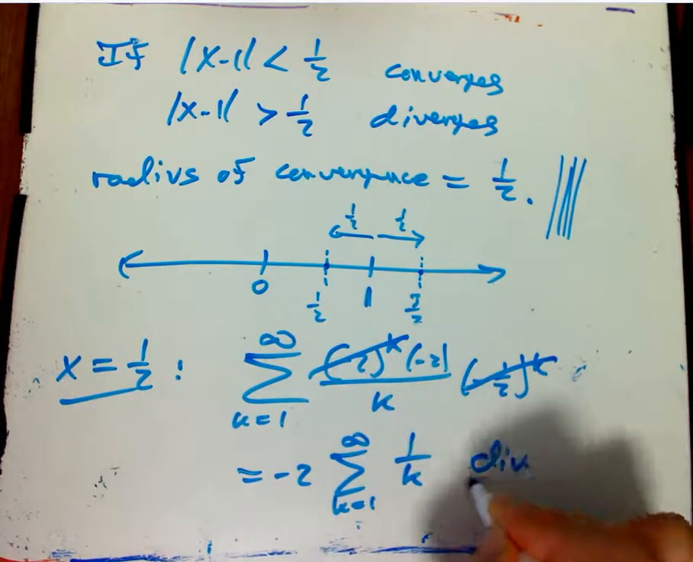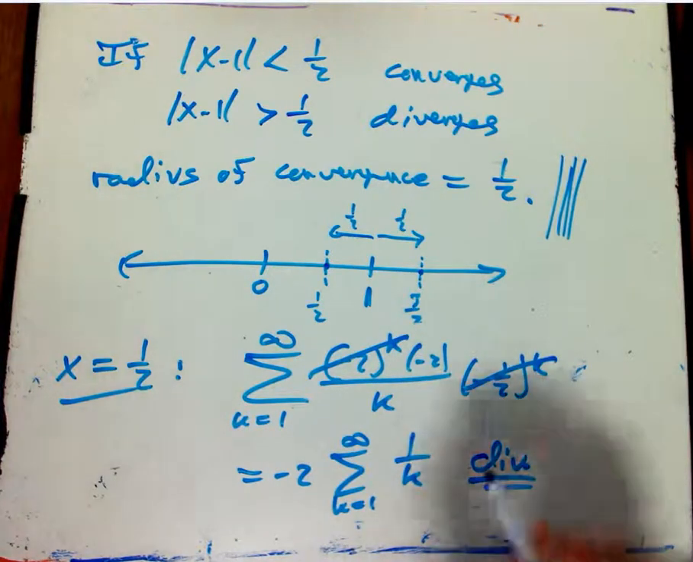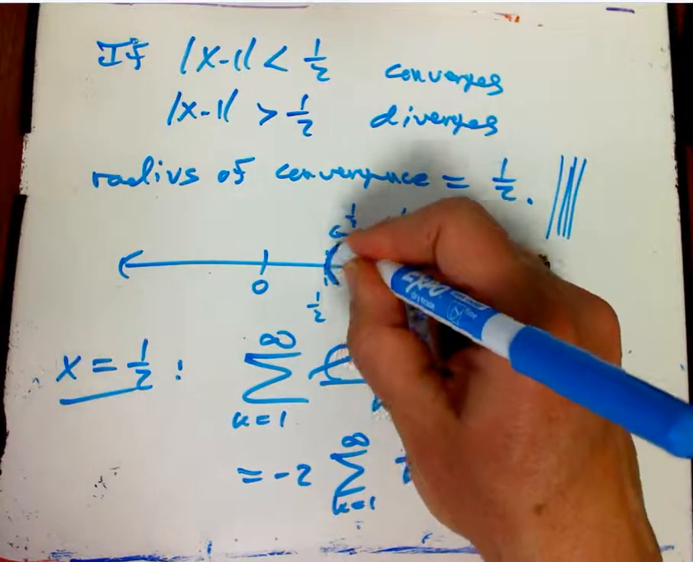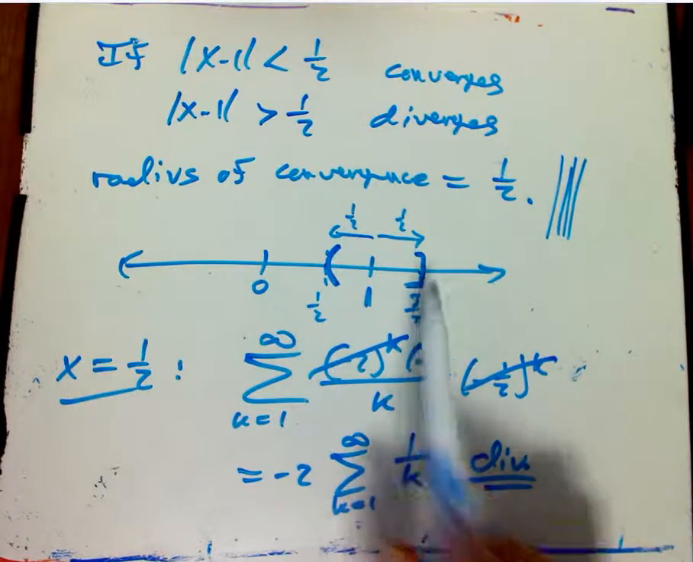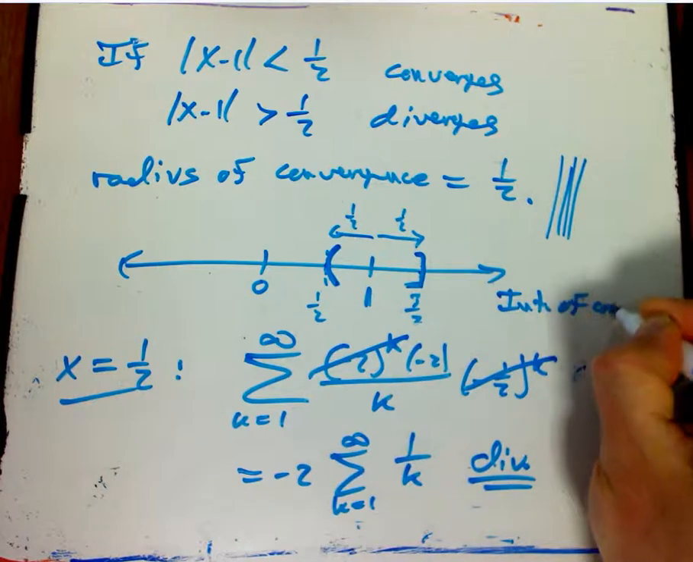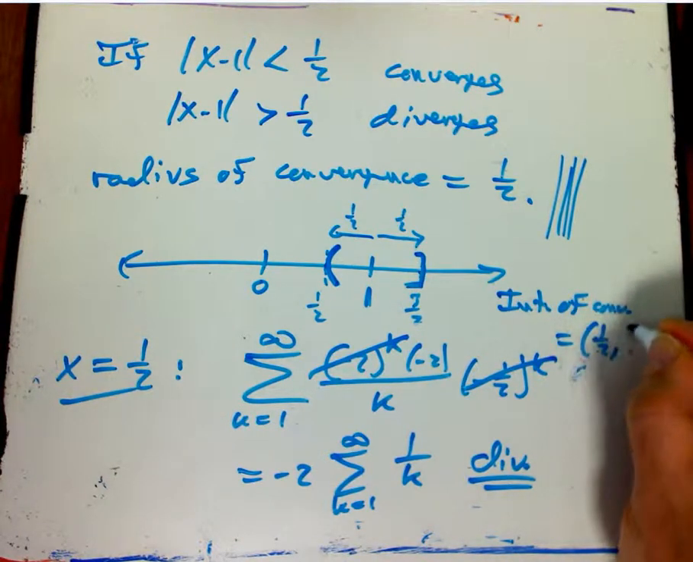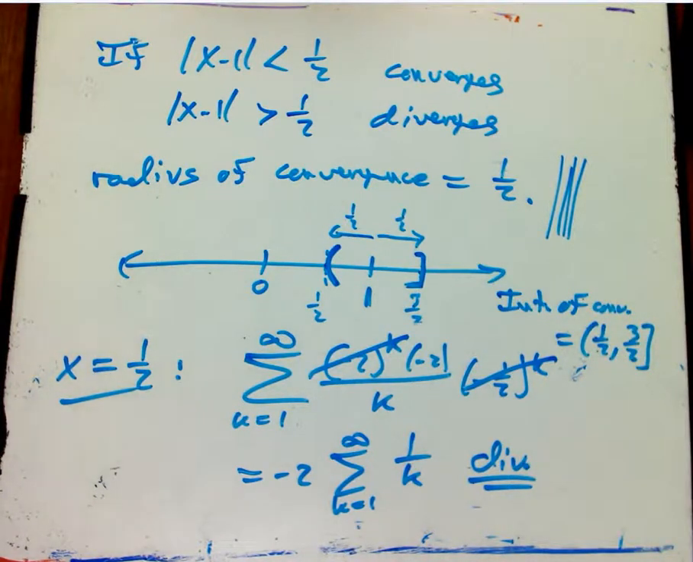So this is one of the things that can happen: we've got something where the interval of convergence is a half open interval. It was bad at one side, it was good at the other. So we'd say the interval of convergence is everything not including 1/2 up to 3/2, but including 3/2, because that's where we got that little bit of alternation that was so nice.